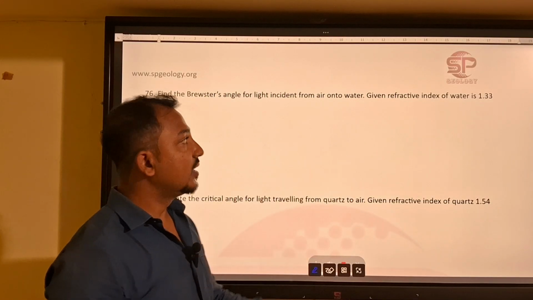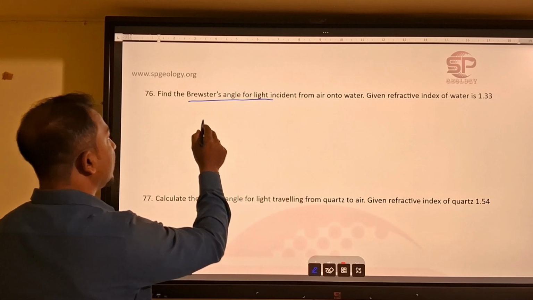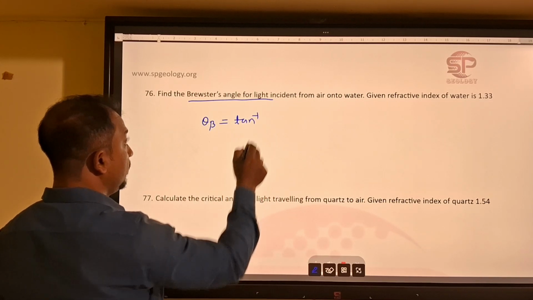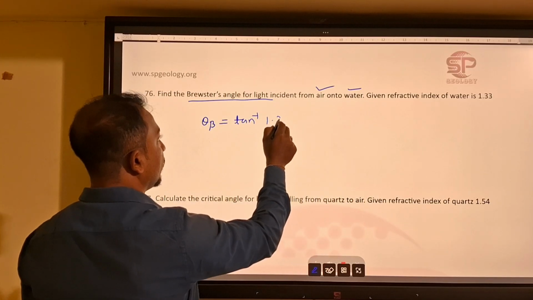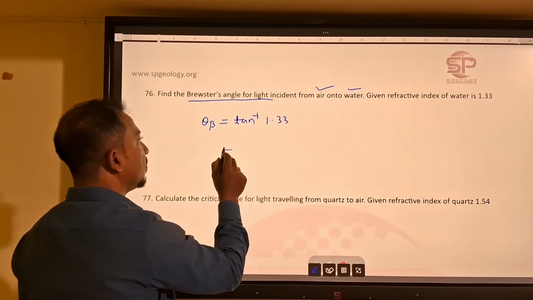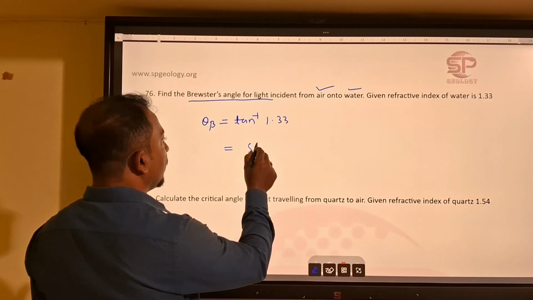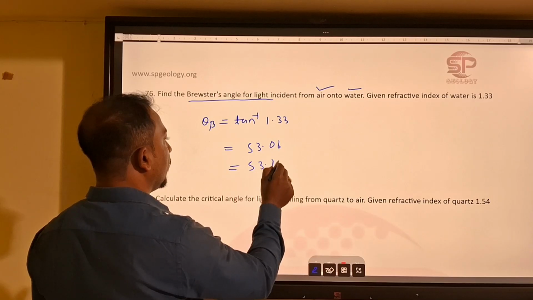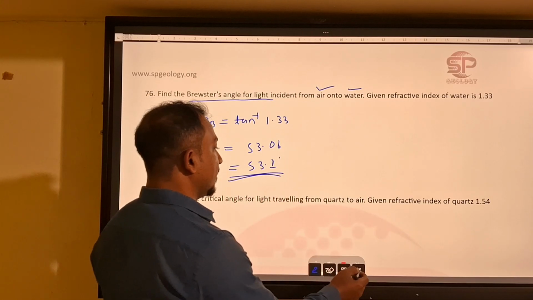The same question: we have to calculate the Brewster's angle, theta b, from air to water. That means air has 1, so it will be tan inverse 1.33. It will be 53.06, or you can take 53.1 degrees. This much will be your Brewster's angle.